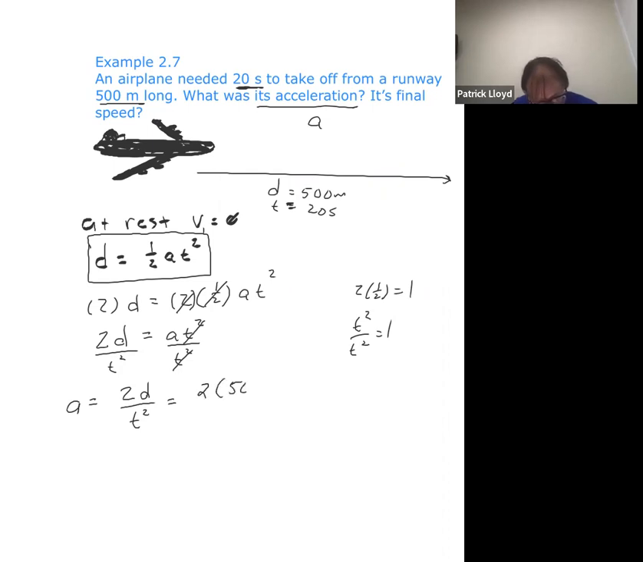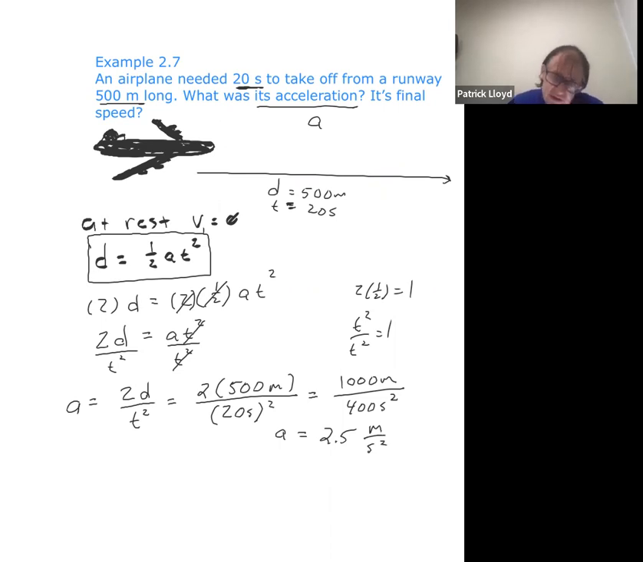Okay, so now we can put in all of our numbers. 2 times 500 meters, that's the length of the runway, divided by 20 seconds squared, right? So that's 1,000 meters over 400 seconds squared, right? So we square 20 to get 400, and we square seconds to get seconds squared. So it looks like we got about 2.5 meters divided by seconds squared. Remember your acceleration units: distance traveled or displacement divided by time units squared, right? So meters per second squared.